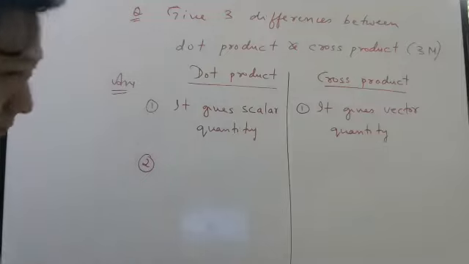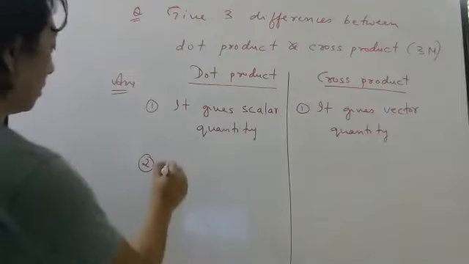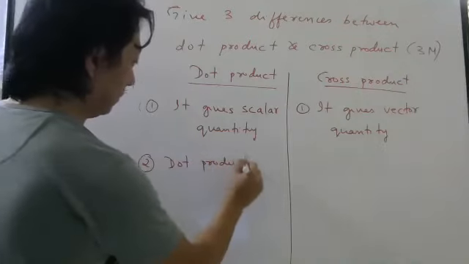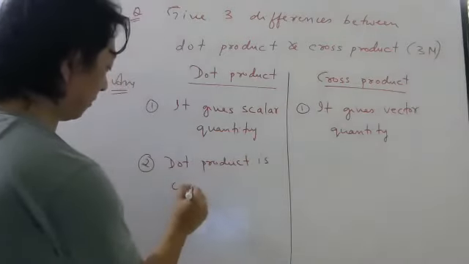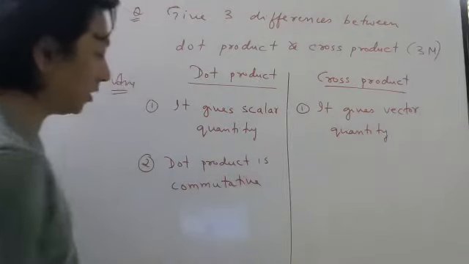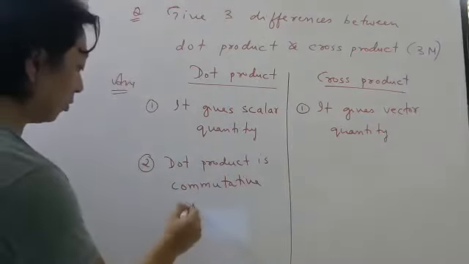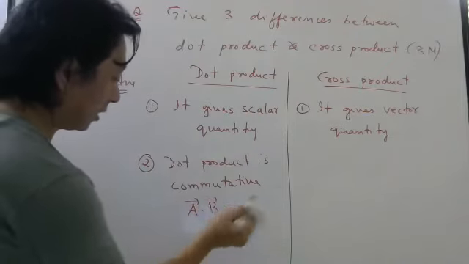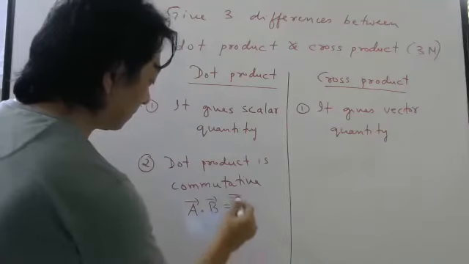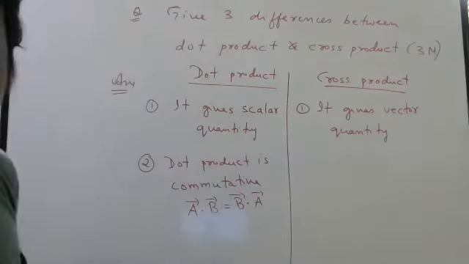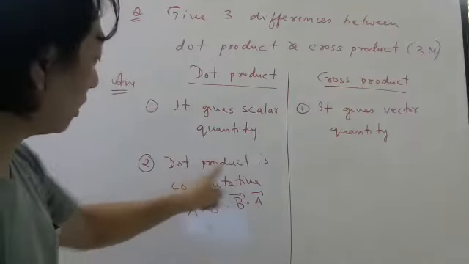Second, dot product is commutative. Commutative means if you interchange these two, answer remains the same. Answer remains the same. Okay, that is the meaning of commutative. So dot product is commutative.